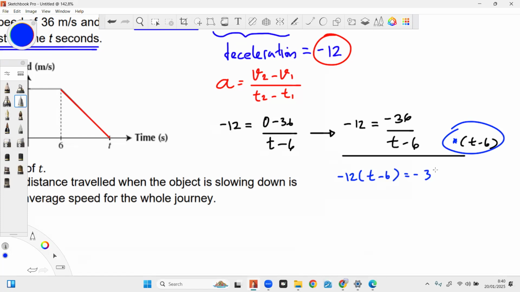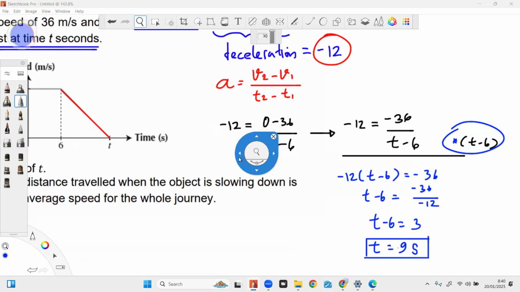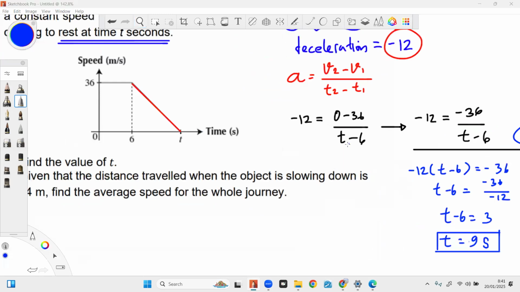Then t minus 6 equals 3, because negative 36 over negative 12. t minus 6 is 3, so t equals 9. There we go. What is the unit? Seconds. So t is 9 seconds. The drawing is very bad in scale, 0 to 6, 6 to 9, doesn't make sense. But again, we are not talking about the scale, so it is not to scale.